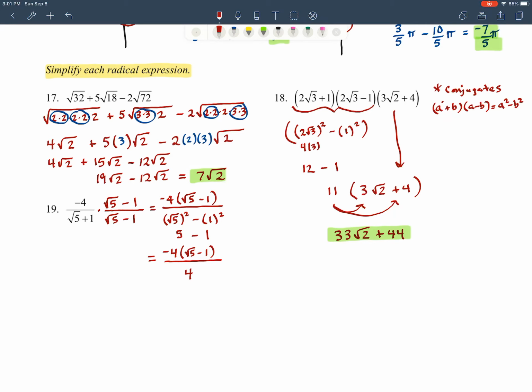If I distribute, then I have to factor back out if I'm looking to simplify here, but I can see that 4 is a common factor in the numerator and the denominator, which is going to leave us with a negative quantity of the square root of 5 minus 1. And that's kind of ugly, so let's just go ahead and distribute that negative through, and we'll get our final answer of negative square root of 5 plus 1.